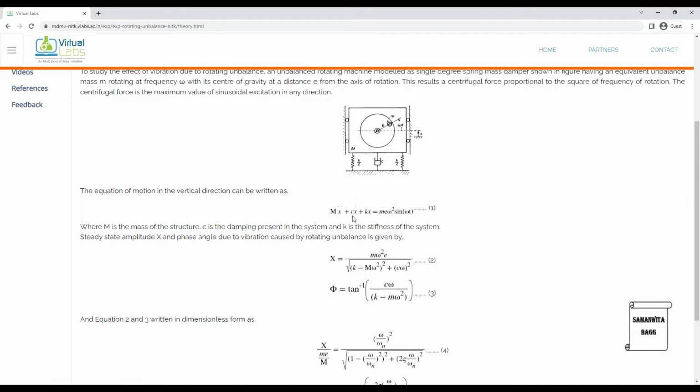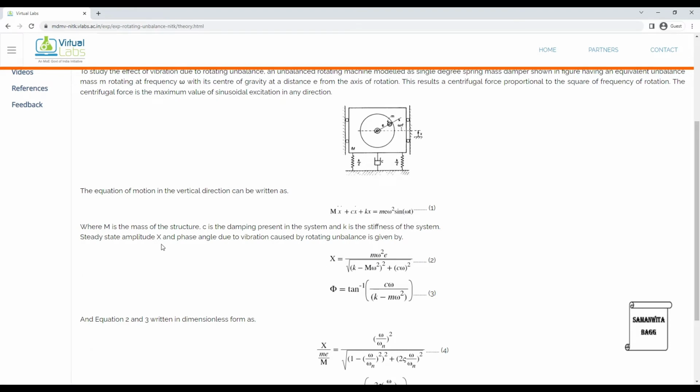C is the damping coefficient, we know it. K is the stiffness. You can see here the spring has been modeled here. So K is the stiffness of these springs. E over here is the eccentric distance at which this mass is causing the centrifugal force. Omega is the angular velocity with which it is moving. Sine omega t. So you can see here there is a sine input of the disturbing element in the system.